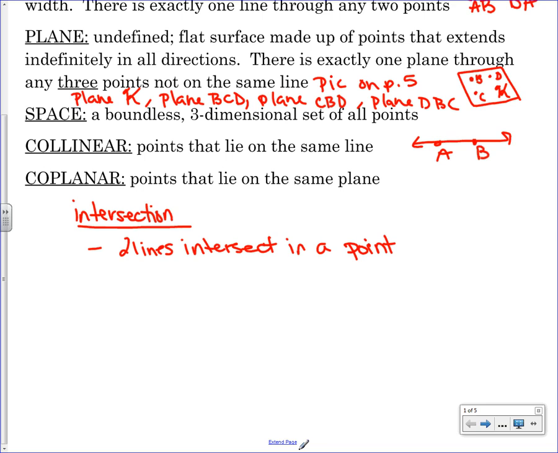So go to page 6, please. I want to show you something. If you go to page 6, at the very bottom, do you guys see the bottom left where you have two lines intersecting in a point? You see line L, line M, and they cross at P? Right? That's what we just talked about. What I want to show you now is lines can intersect planes.